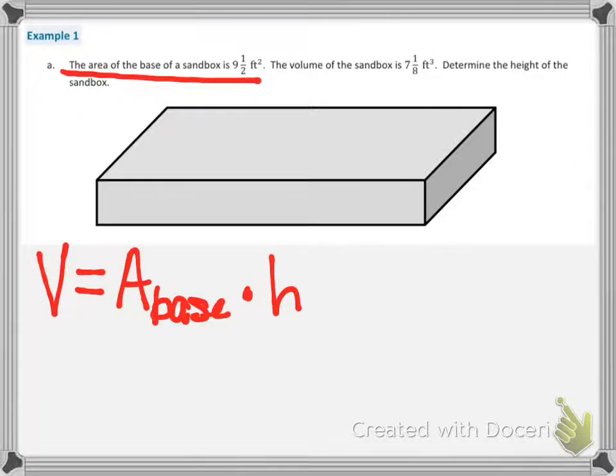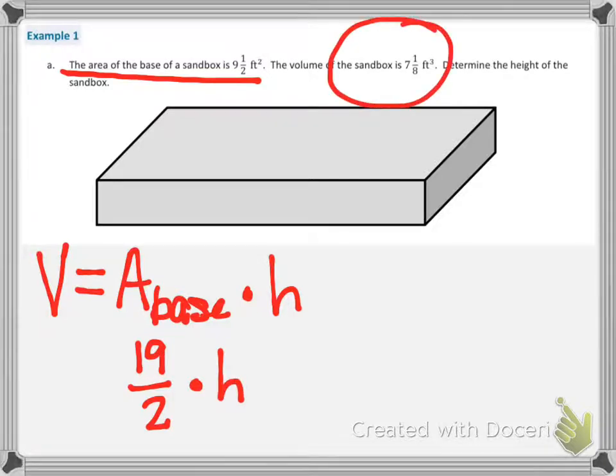So that's 9.5, that's 19 halves if I make it an improper fraction. And then I would multiply that by the height, which is h, and I don't know what that is, so that's going to stay h. And they told me the volume. The volume of the sandbox is 7 1/8 cubic foot. 7 1/8, that's 57/8. So that's my volume. I'm going to put that right here. 57/8 is the volume, and I know the area of the base.